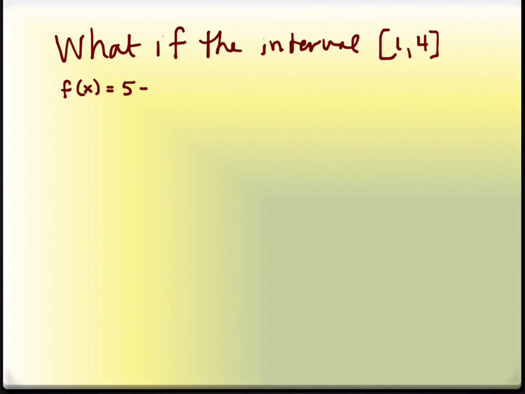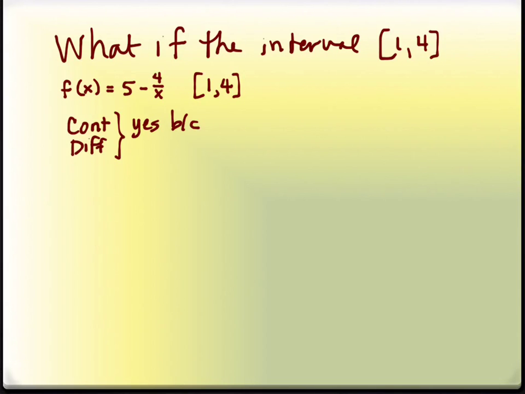5 minus 4 over x. And now the interval I'm going to consider is not -1 to 4, but 1 to 4. So how about this one? Is it continuous and differentiable? Yes. It's because the only continuity and differentiability issue is x equal to 0, and that 0 is not between 1 and 4. Okay, so we're good to go on this.